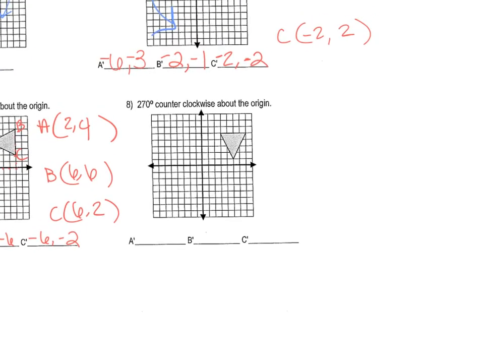And 270 counterclockwise. So 1, 2, 3. Not -1, just negative. And we'll label these the same, A, B, and C.